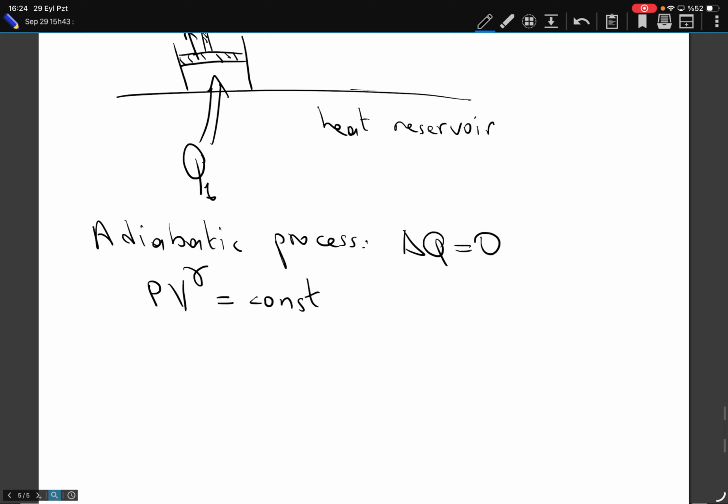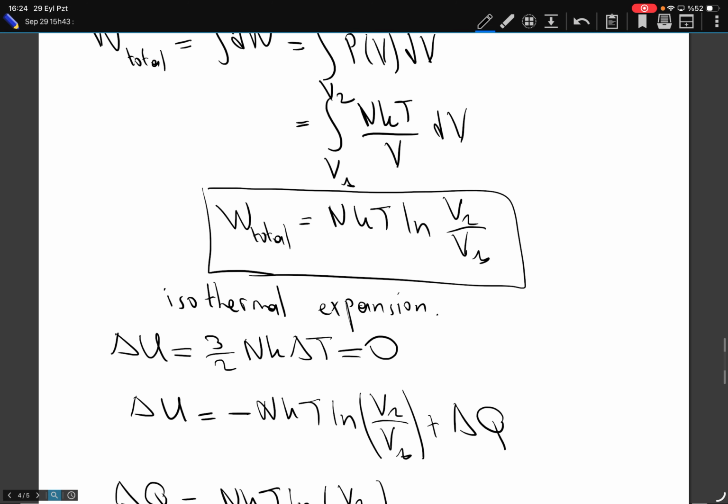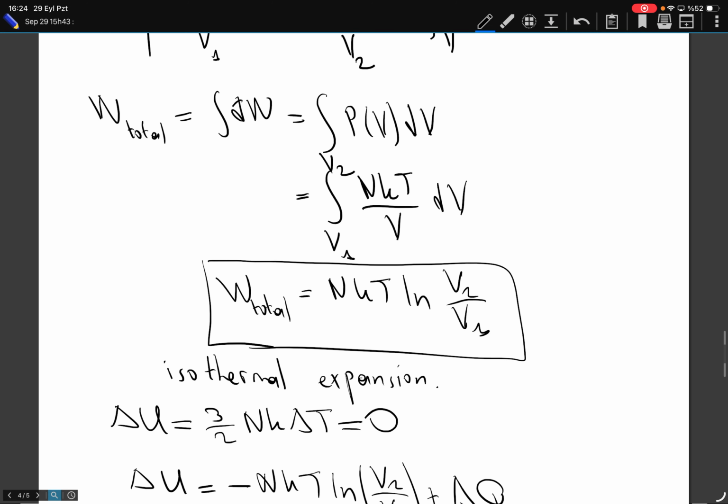Well, again, if you just follow exactly the same steps, you can calculate the work done. There's no heat exchange, but then you know how much the internal energy changes. You can calculate it by following exactly the same steps, but this PV will have a different form.